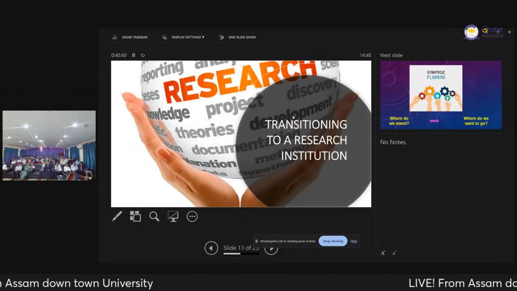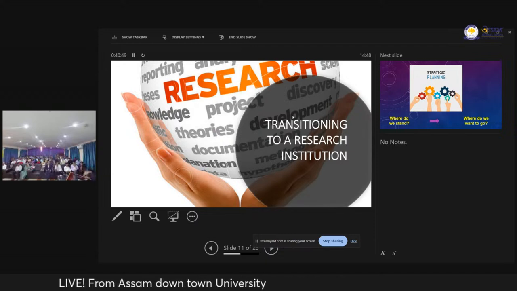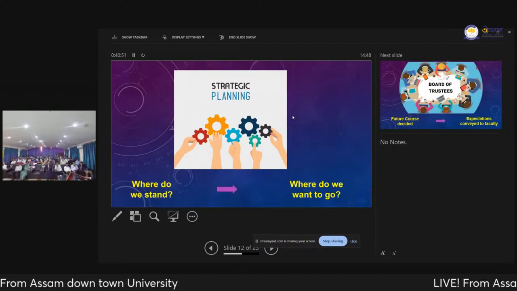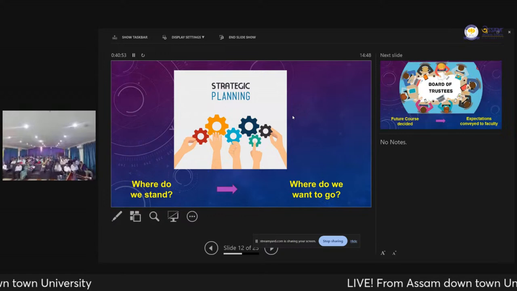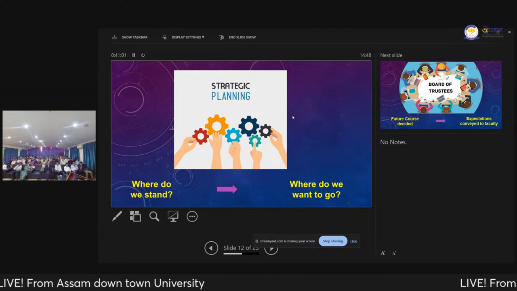So the transition of an institution from whatever it is, whether it's the campuses, or the research oriented, or the research institution, research across the institution. How do we emulate it? How do we get started? How do we make it a part of an institution?